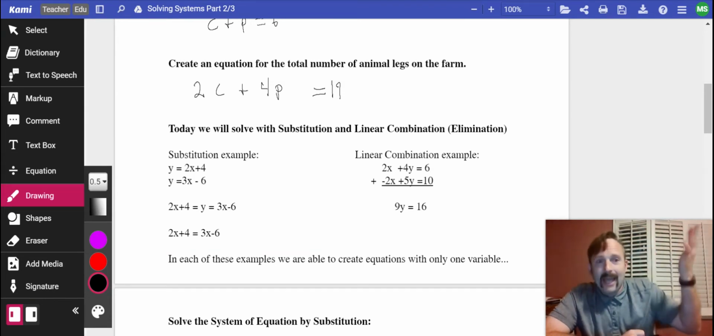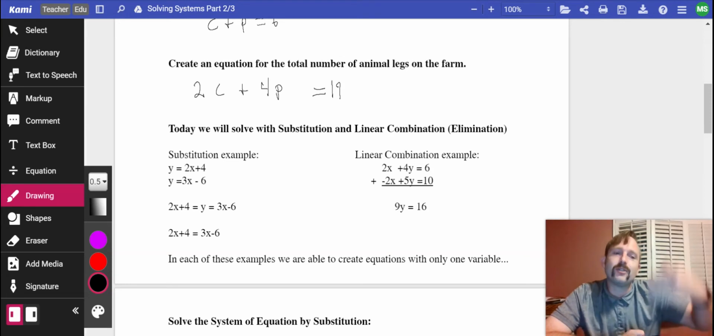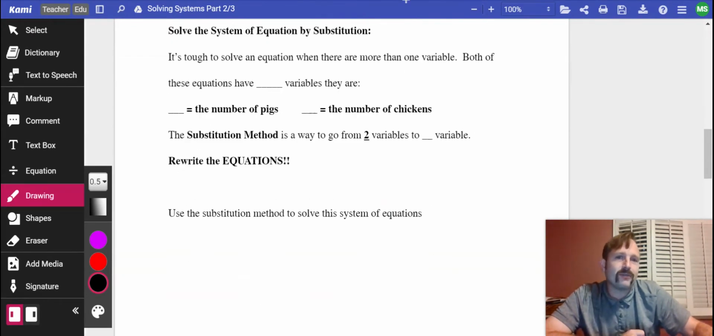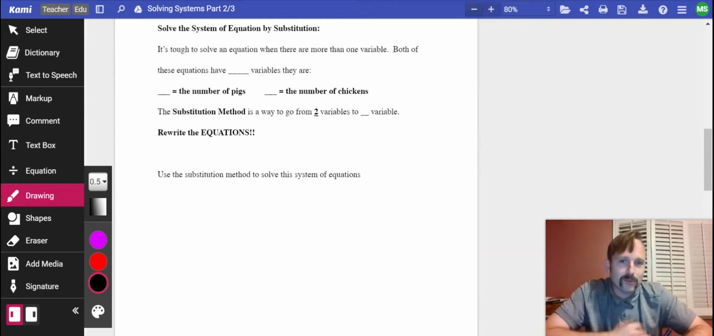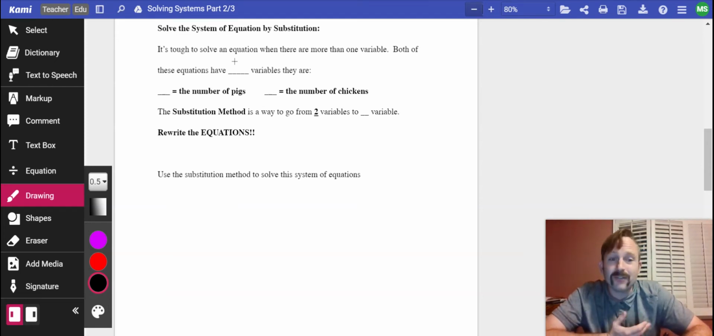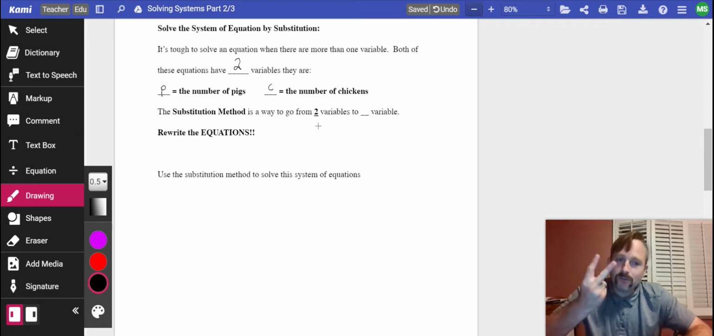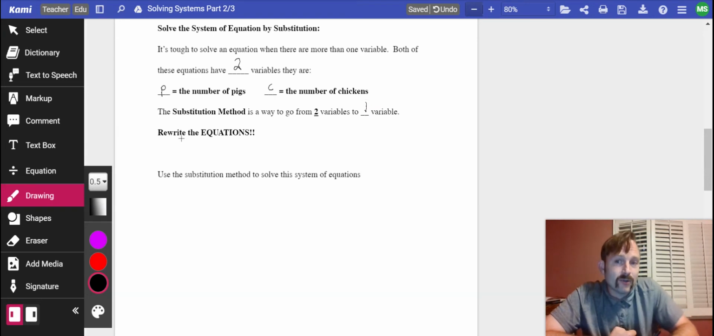Now we can't just go and get rid of one of the variables. We have to use mathematical principles, mathematical properties in order to do so. So if we're going to be solving it with substitution, it's tough with more than 1 variable. Both the equations have how many variables? 2. So we're going to let P equal the number of pigs. We're going to say that C is the number of chickens. With the substitution method, it's a way to go from 2 variables to how many? 1 variable.